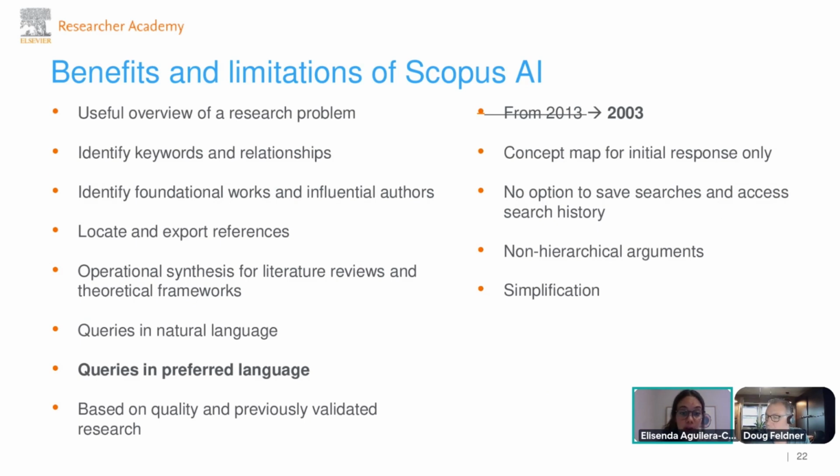Benefits. We get a useful overview of a research problem. We are able to identify keywords and relationships, foundational papers, influential authors, and we can locate and export references from Scopus AI. We can get operational synthesis that can be valuable for our literature reviews and theoretical frameworks. We can ask questions, queries, information needs in natural language and in our own language with Copilot. And most importantly, all these summaries generated by Scopus AI are based on quality and previously validated research, right?